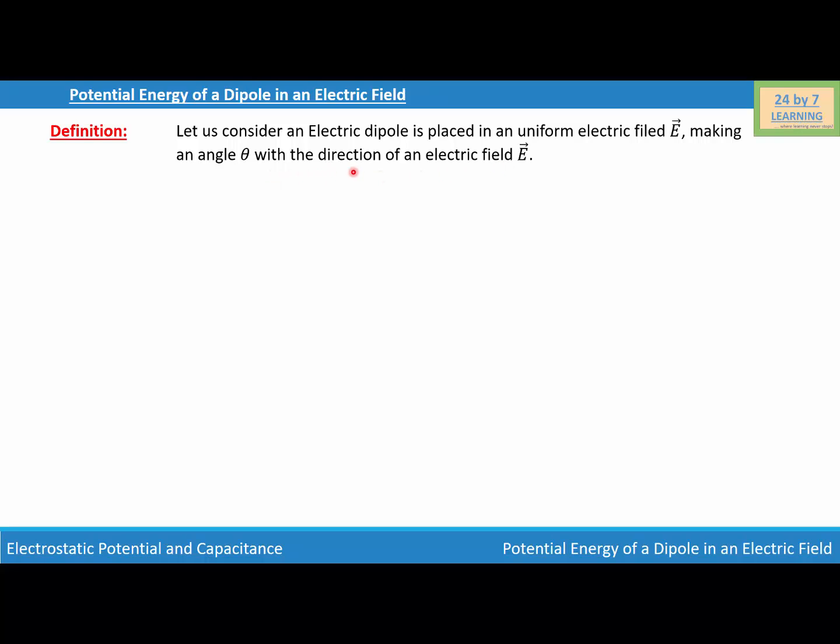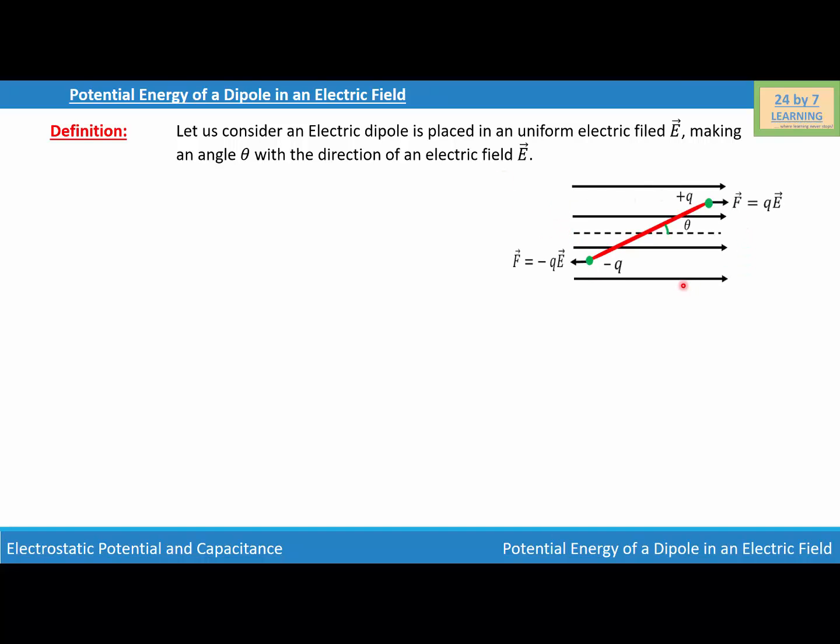Potential energy of an electric dipole in an electric field. Let us consider an electric dipole placed in a uniform electric field E, making an angle theta with the direction of the electric field E. In order to explain this, I'm going to consider this information and draw a figure.